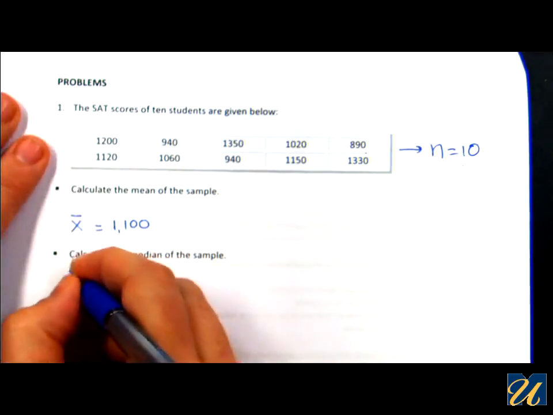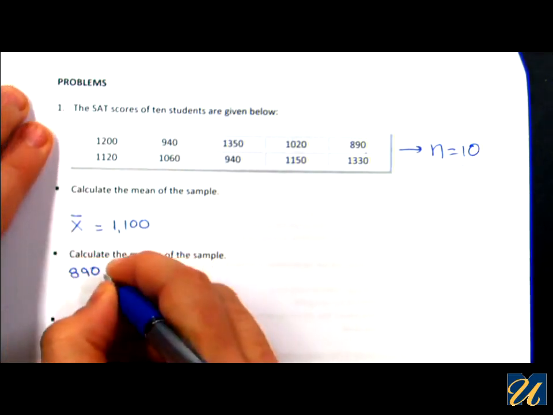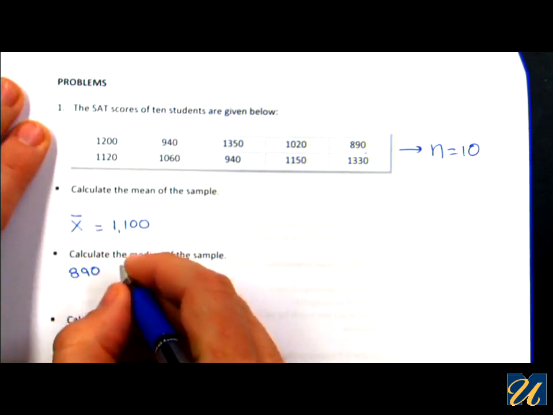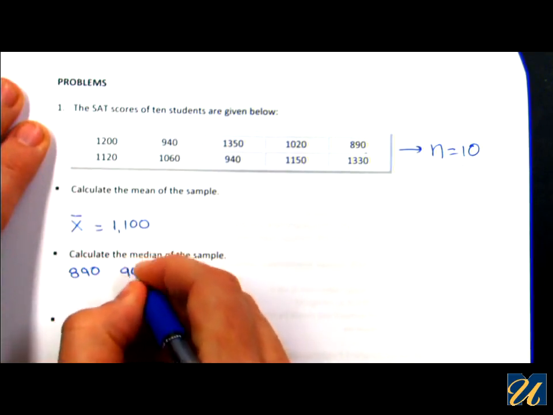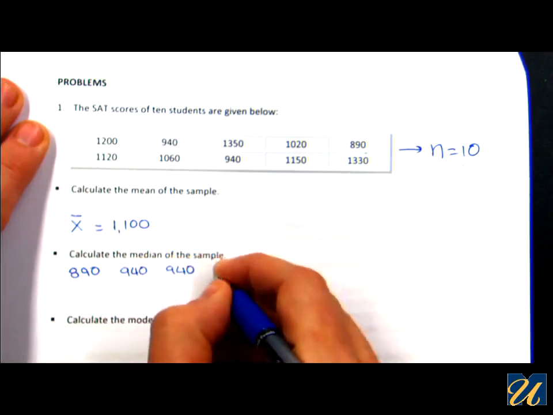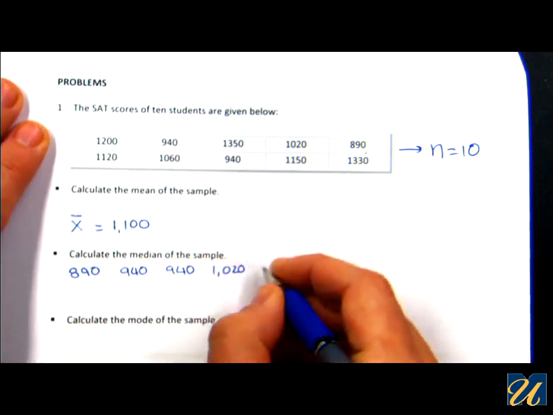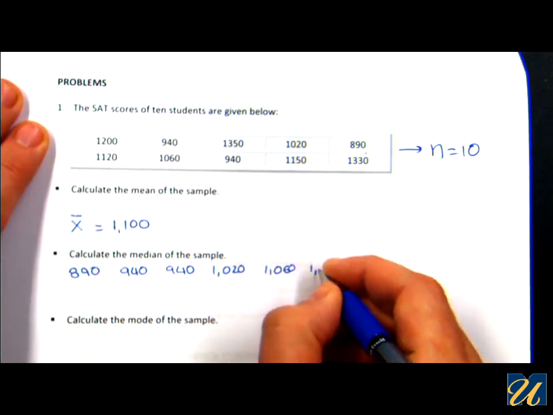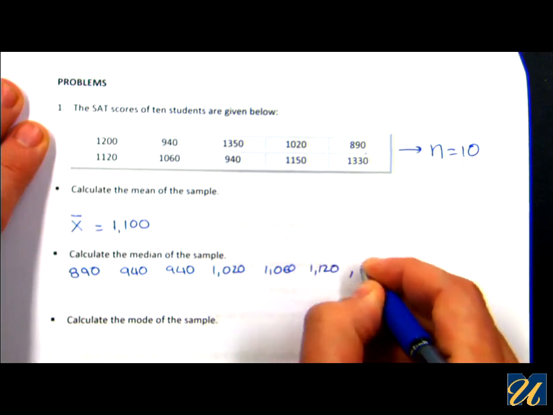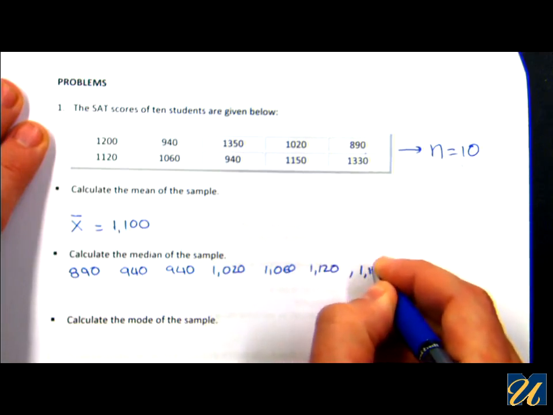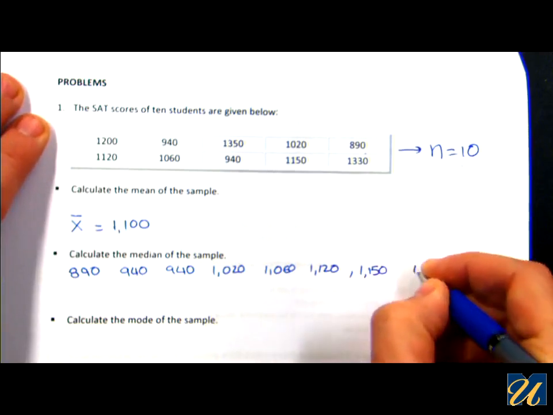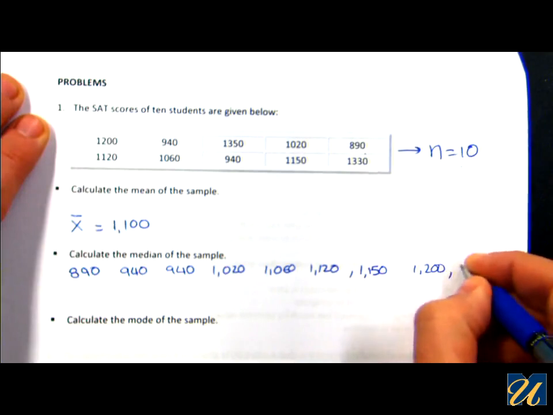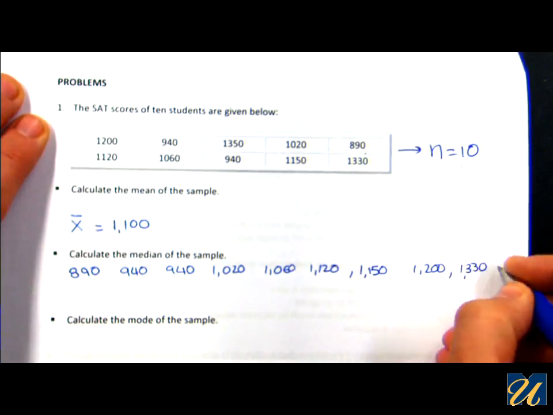Calculate the median of the sample. First step, we place the data in order: 890, 940, 940, 1020, 1060, 1120, 1150, and 1,350, the last entry.